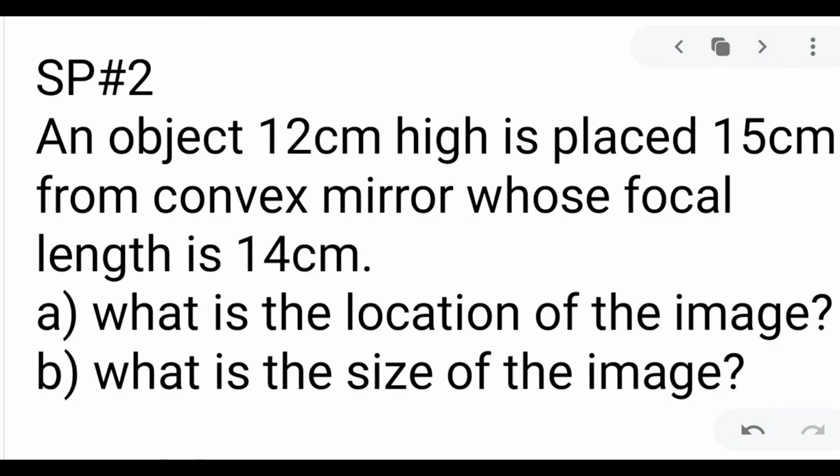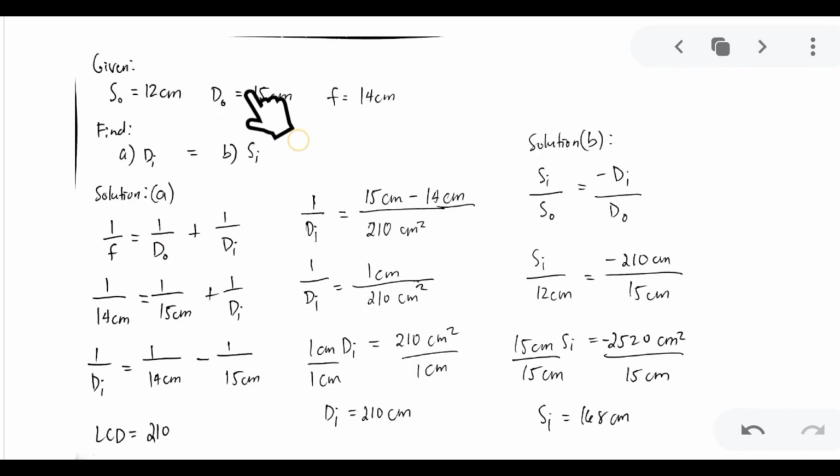And then sample problem number 2: an object 12 cm high is placed 15 cm from a convex mirror whose focal length is 14 cm. Letter A, what is the location of the image? Letter B, what is the size of the image? So you have here your size of the object at 12 cm, you're given that. And then you have the distance of the object, which is 15 cm. And then the focal length is 14 cm.